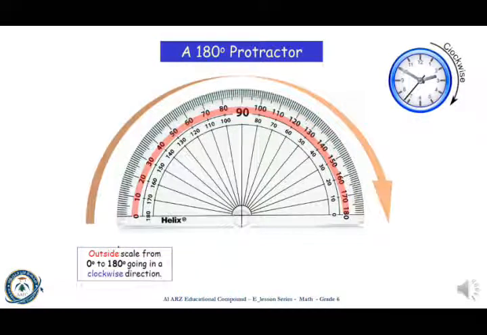So we measure angles using a device called the protractor, a 180 degree protractor. The unit of measurement is the degree, the small bubble. If you look closely, you can notice that there are two sets of measurements on this protractor. We have the outside scale, which measures from 0 degree to 180 degree going in a clockwise direction, like the hands of a clock.